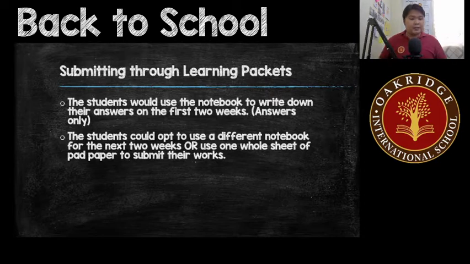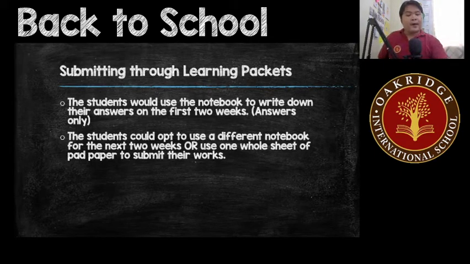So you have 2 options. You could either have 2 notebooks, one for the first 2 weeks and then another one for the next 2 weeks, or you could have just one notebook for the first 2 weeks, and then for the next 2 weeks you're going to have them in whole sheets of pad paper.